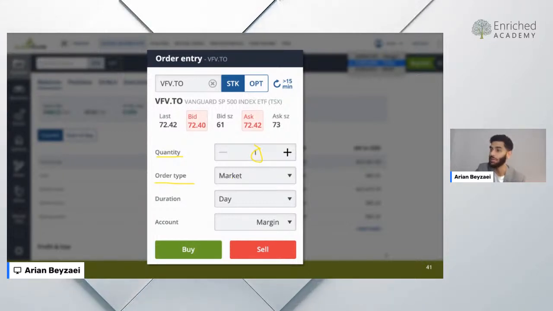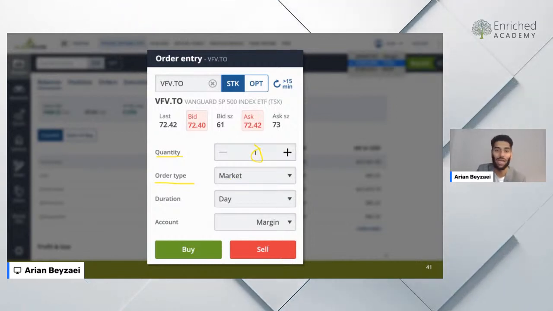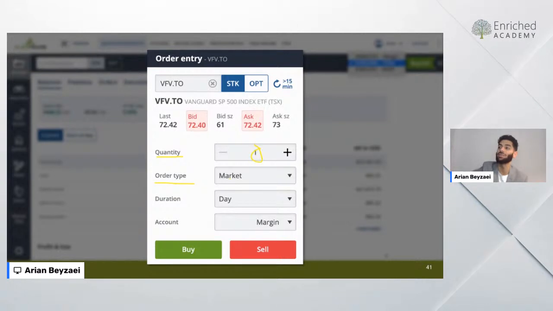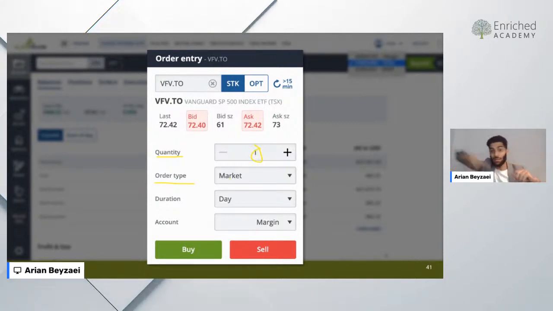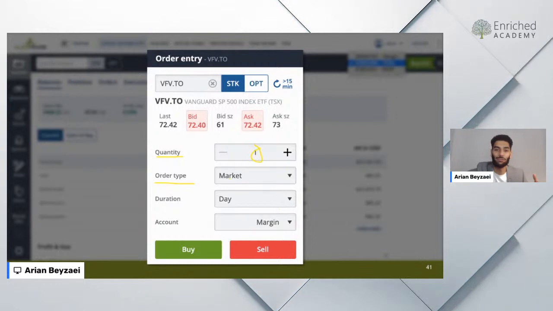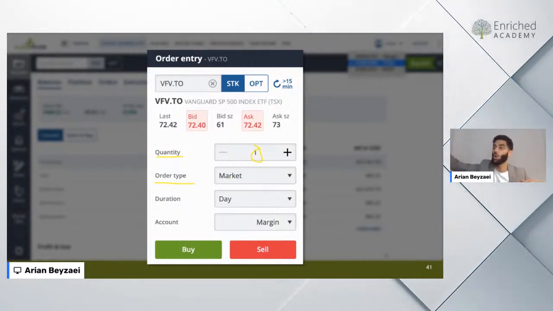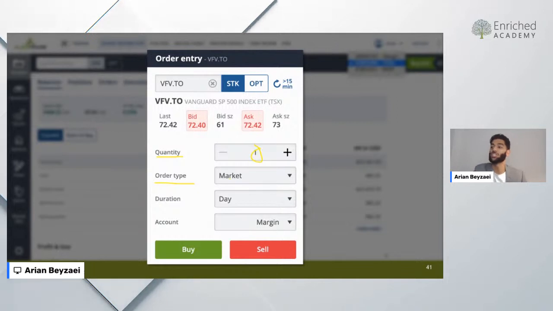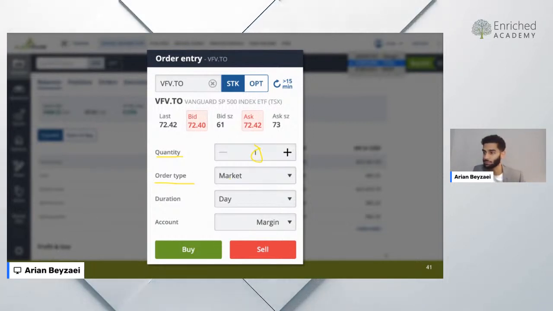What does that mean? That means you could tell the software, hey, listen, I want to buy this ETF, but I don't want to pay more than $72.42 for it. So it's going to fix that price for you. Now, if the markets go up, then you might not be able to buy the ETF because no one is selling it for $72.42 because it went up so much. People are now selling it for $73. So you might have to adjust your order, which you can do.